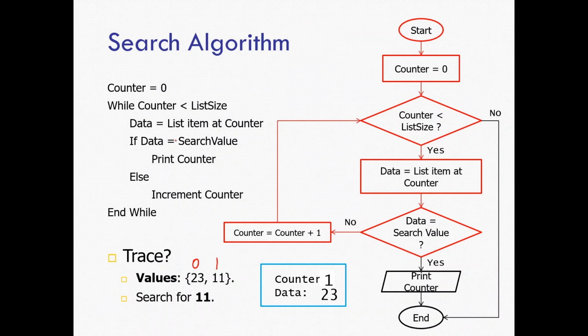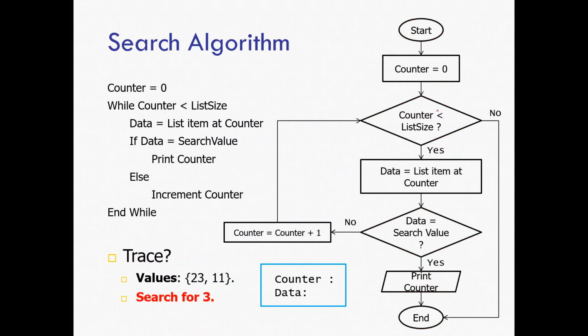I move back up again. I go to this if statement up here, right here. I go to that if statement and check to see if the counter is still less than the list size. It is. I check my data. The data is now equal to 11. Is 11 equal to the search value? Yes, it is. I print the value. I end.